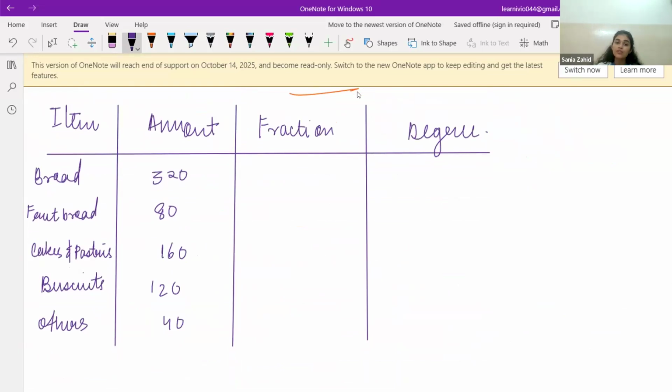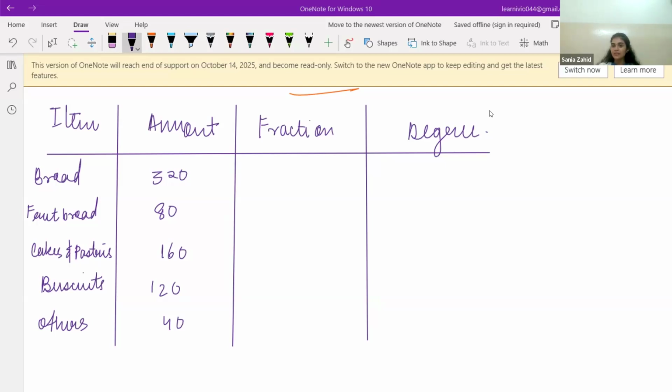Will anybody tell me how you will find the fraction? Ma'am, we have to divide the amount by 100. One by one you tell me. Who wants to answer first? Raise your hands first. Wait, you will raise your hands, then I'll answer. Okay, yes. Ma'am, first we divide 320 by 100 and then we multiply it with 360. Okay. And Kumar, what is your answer? Ma'am, we need to take out the sum of everything. Then we need to divide 320 by 720.